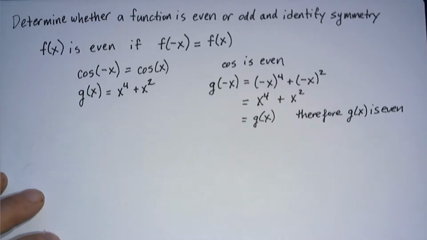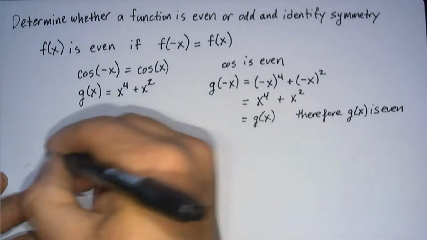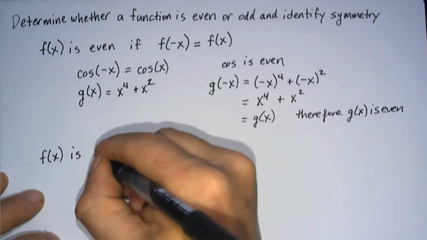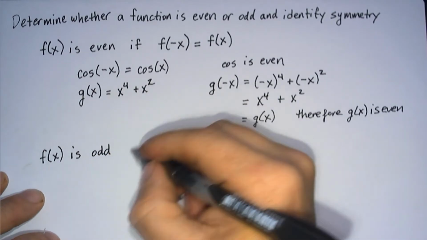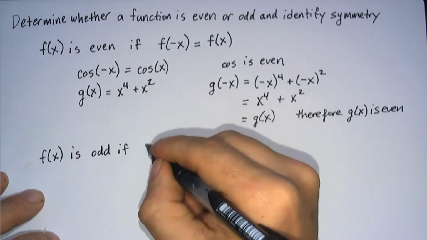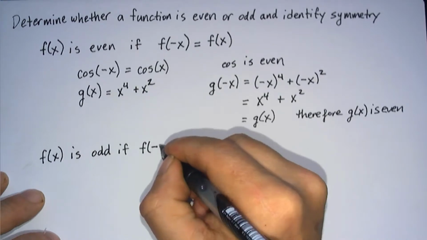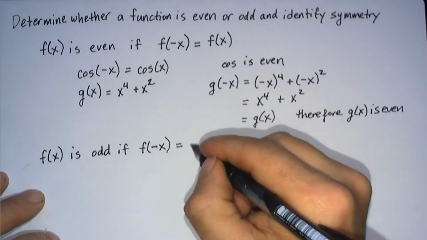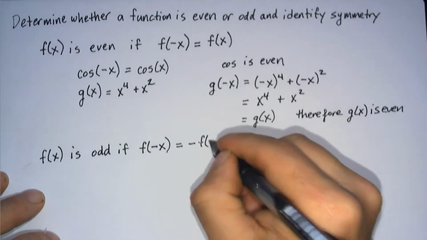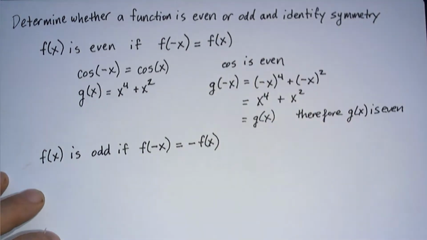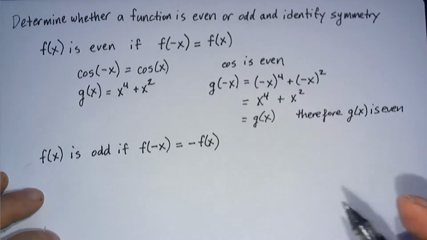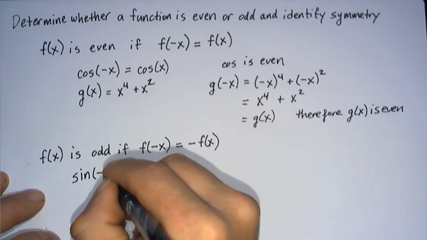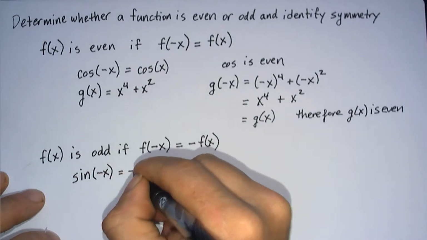Let's look at an example of odd. f of x is odd. A function is odd if the same thing, we replace x with negative x, but the result is not f of x, but negative f of x. So the example of this is sine. Sine of negative x is equal to negative sine x.